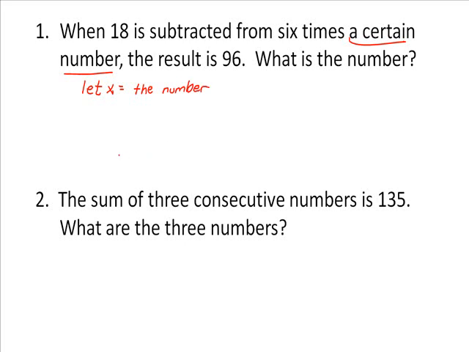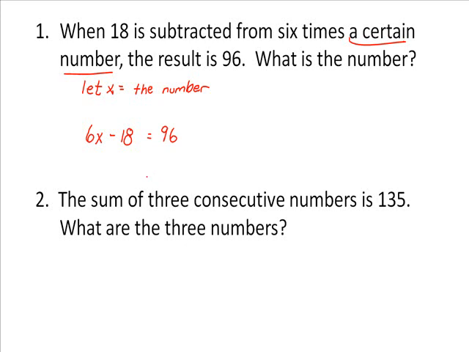Now this is a fairly simple question. It only has one unknown, so there's no need to move on to step 2. Instead, I need step 3 where I build an equation. The question had said when 18 is subtracted from 6 times a certain number, the result is 96. Now I'm going to call the certain number x. So 6 times a certain number is going to be represented by 6x. And minus 18 will show 18 being subtracted from 6 times a number. Finally, they told me the result was 96. Now I have an equation that I can solve.